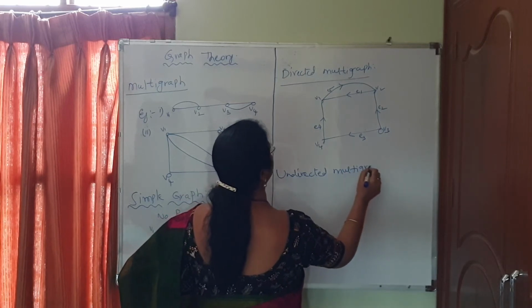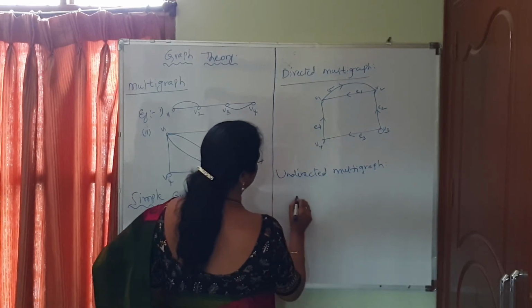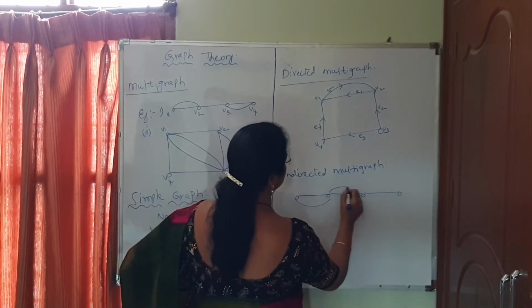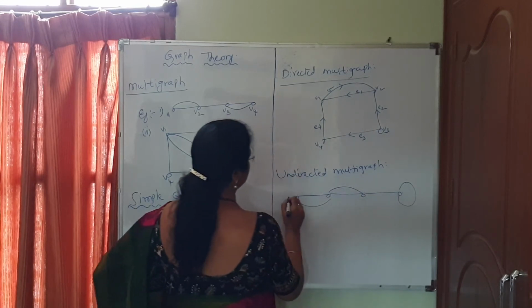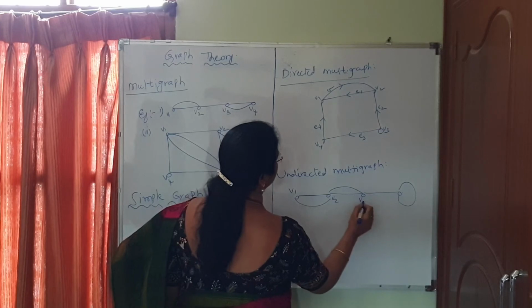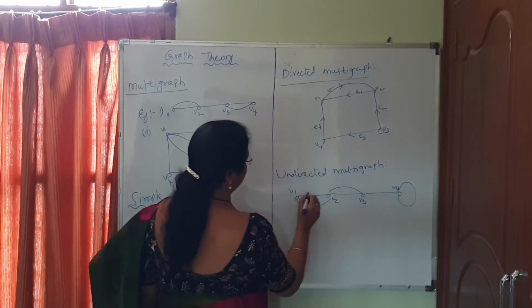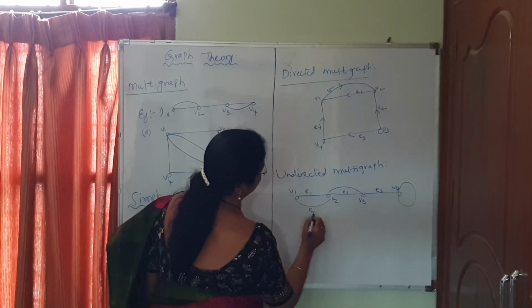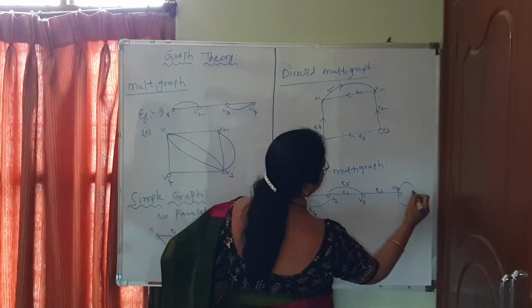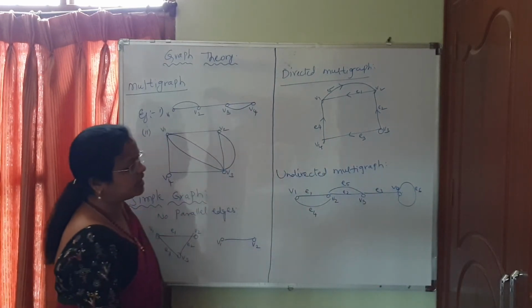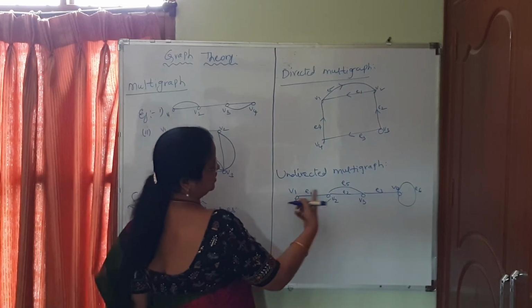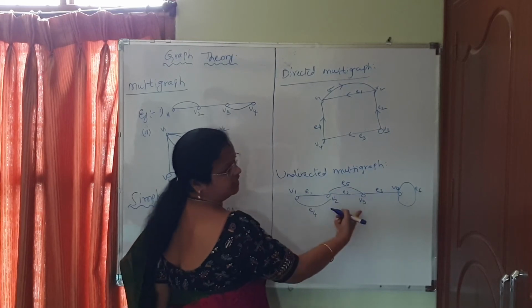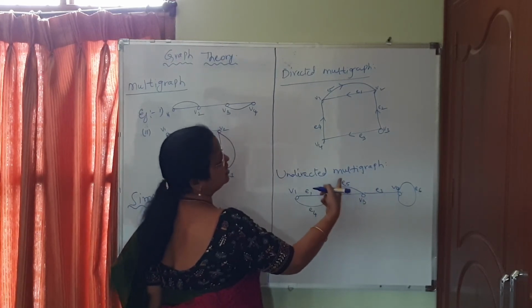Next, undirected multigraph. Here we consider a graph like this. This is V1 vertex, V2, V3, V4, and here it is E1, E2, E3, E4, E5, and this is E6. If we observe clearly this graph, between two vertices V1 and V2 we have two parallel edges E1 and E4. Between vertices V2 and V3 we have two parallel edges E2 and E5.